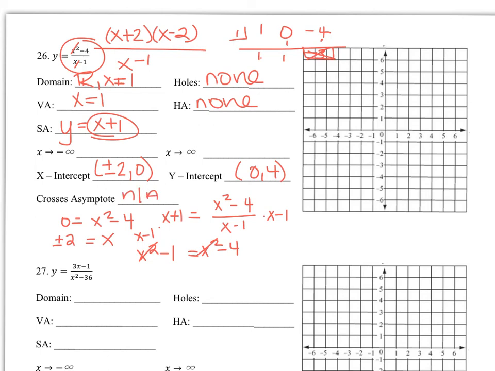So I have a vertical asymptote of x equals 1, and I have a slant asymptote of y equals x plus 1. So here, and then I'm just going up the diagonals. Up 1 over 1, up 1 over 1. Then positive 2, negative 2, and 4. So this goes like this.